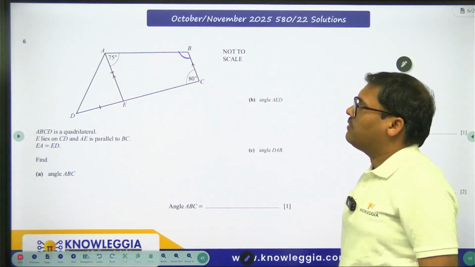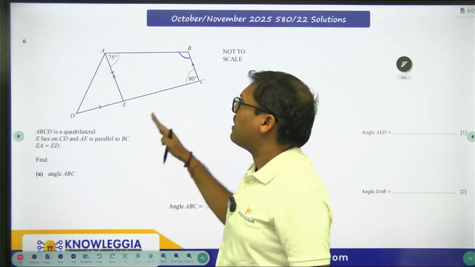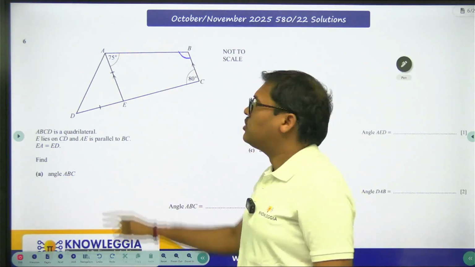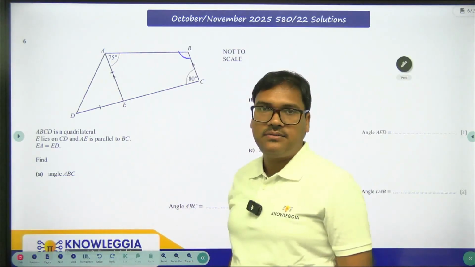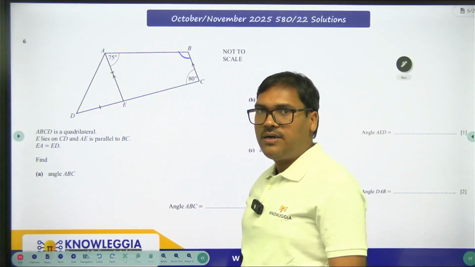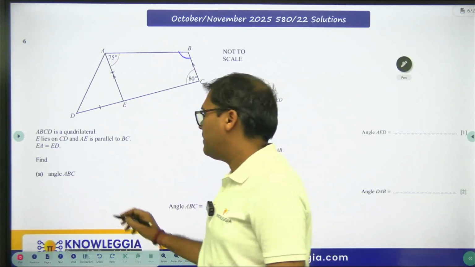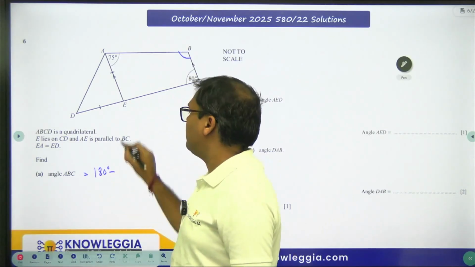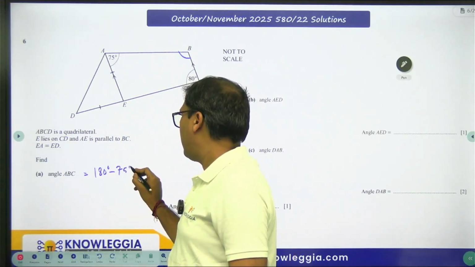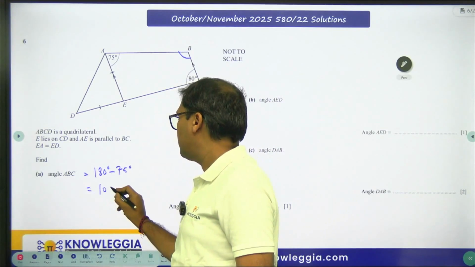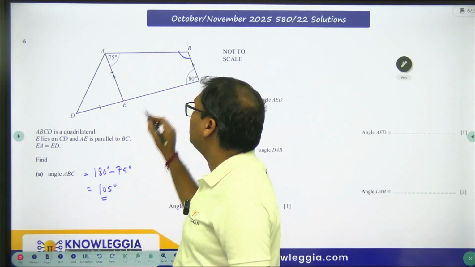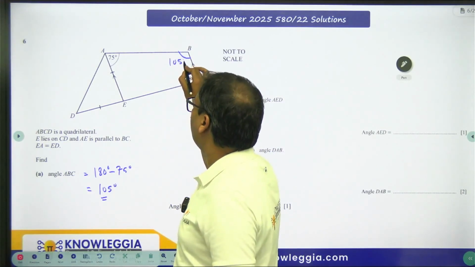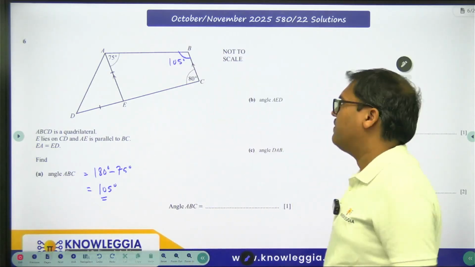Okay, so now we can clearly see this side is parallel to this side. So these two angles, interior and opposite angles, will be supplementary. That is, the angle summation is 180. So this is equal to 180 degrees minus 75 degrees, which is 105 degrees. So this angle is 105 degrees, right? So this is 105 degrees.